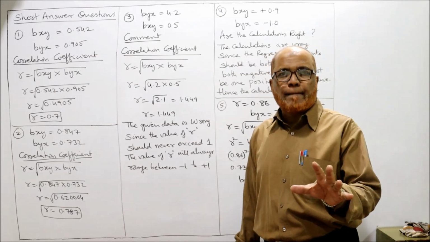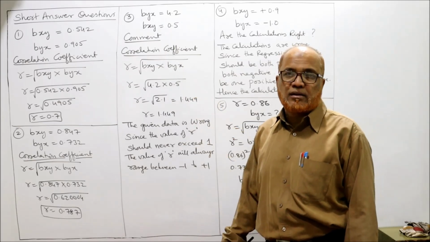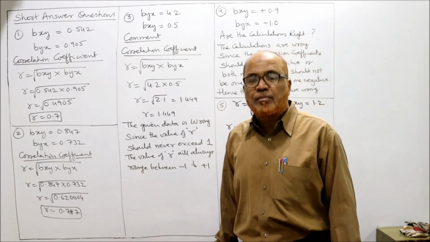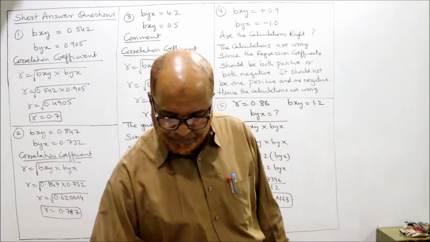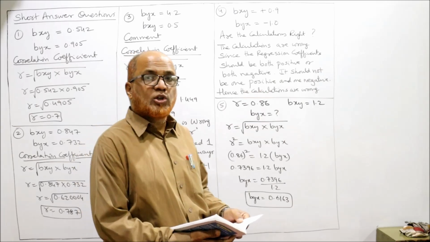It stays between these two. It does not go beyond 1; if it goes beyond 1, it means the data given is wrong. That is the question. So this type of problem will also be asked in short bits. Next, fourth problem. See the fourth problem.